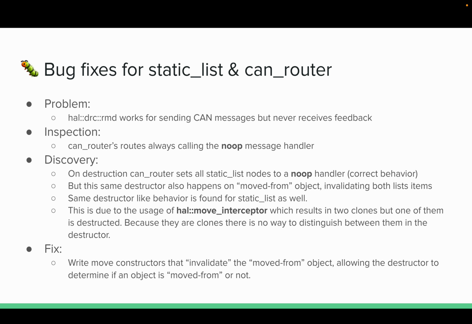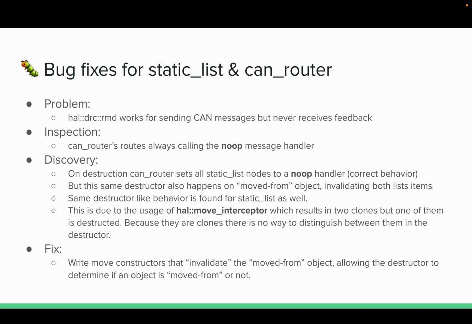Now, the problem is that the way that we were doing this, we were using this thing called move interceptor, which basically creates two clones. And if you have two clones of something, there's no way for the code to know which one was the moved from object and which one was not the moved from object. All their data looks exactly the same. So we fixed this by writing a move constructor that would invalidate the moved from object and then allow the destructor to determine which object was moved from and then call the destructor appropriately.